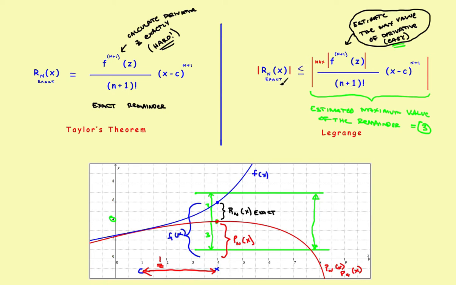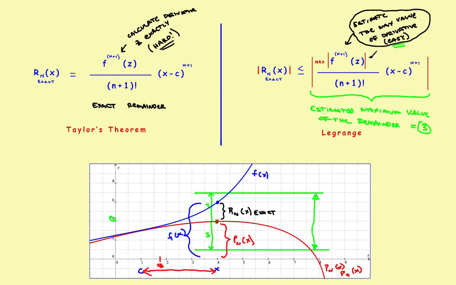In other words, the black distance has to be less than or equal to the green distance, and sure enough, that's what it is. Now, to notice what happens when you change from Taylor's theorem into the Lagrange form, there's actually two changes that are made. First of all, rather than working with the exact value of the derivative, that's where this word max comes in. Rather than working with the exact value of the derivative, you're working with the maximum value of the derivative. So rather than calculating the exact value, which is hard, you're estimating the maximum value, which is easy.